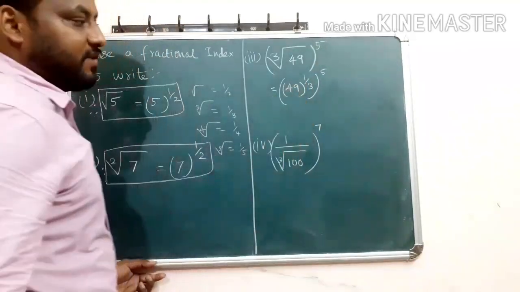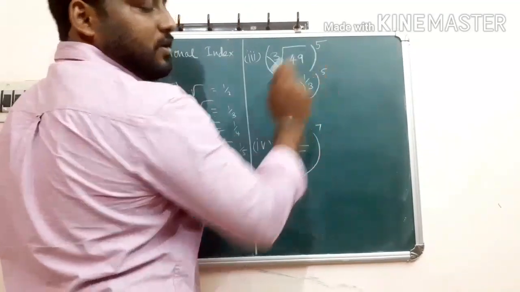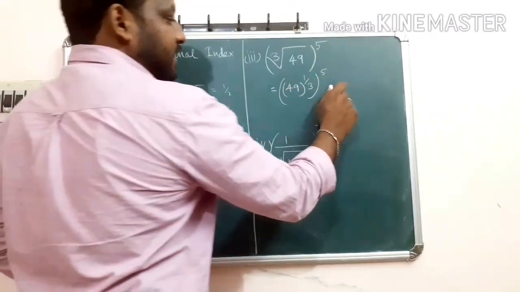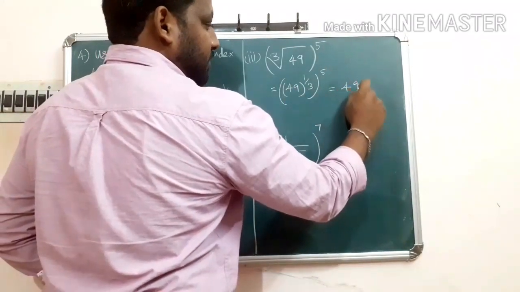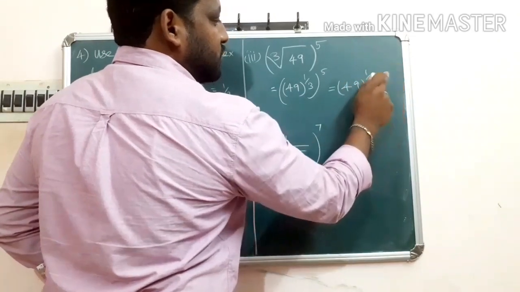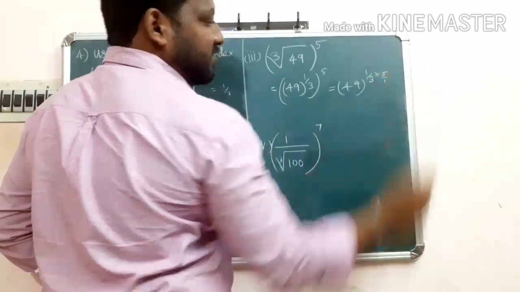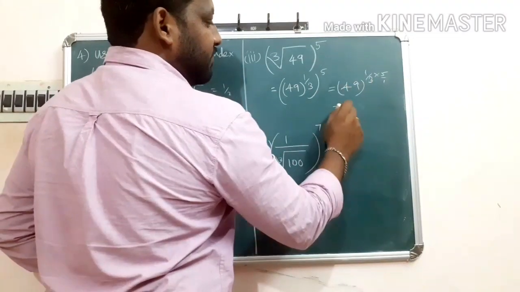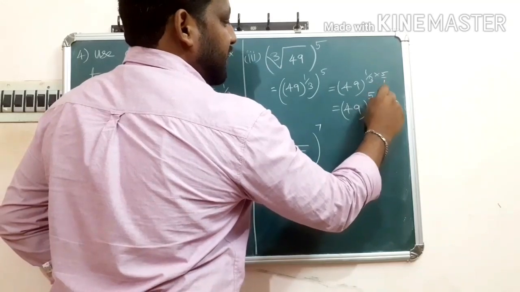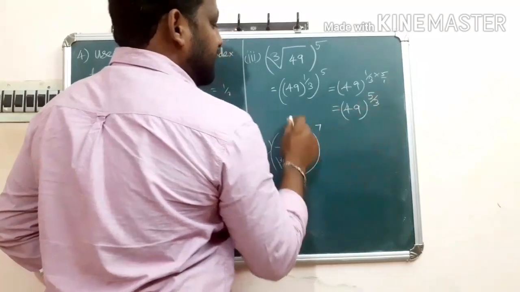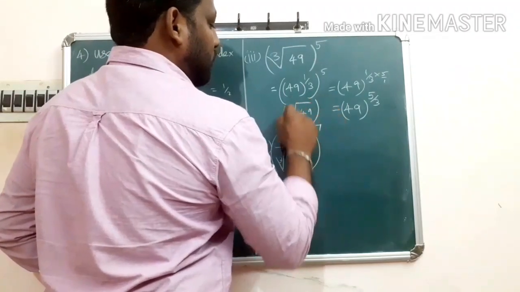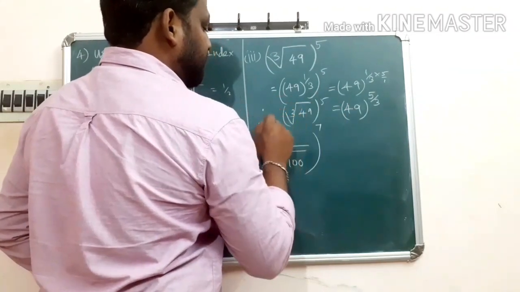And now we know that a power m, the whole power n, is a power m into n. That should be written as 49 power 1 by 3 into 5. So 5 into 1, 5, that is 49 power 5 divided by 3 into 1, 3, 5 by 3. This is the value of the cubic root of 49 the whole power 5.